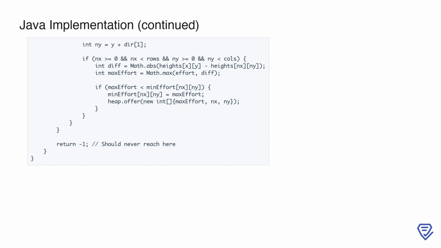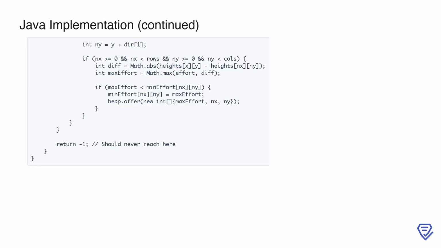We check if the new coordinates are within the grid boundaries. If they are, we compute the effort required to move to the neighboring cell as the absolute difference in height between the current cell and the neighbor. The maximum effort along the path to the neighbor is then determined as the greater of the current effort and the calculated height difference. If this maximum effort is less than the effort previously recorded for the neighboring cell in the min-effort array, we update the cell's effort and add the state to the priority queue.